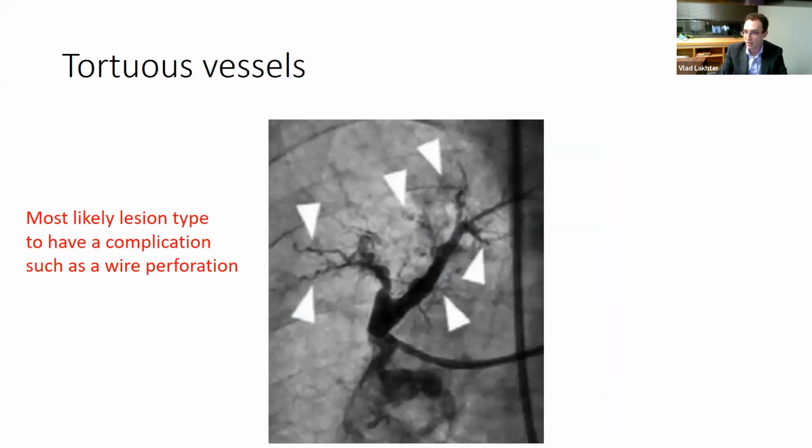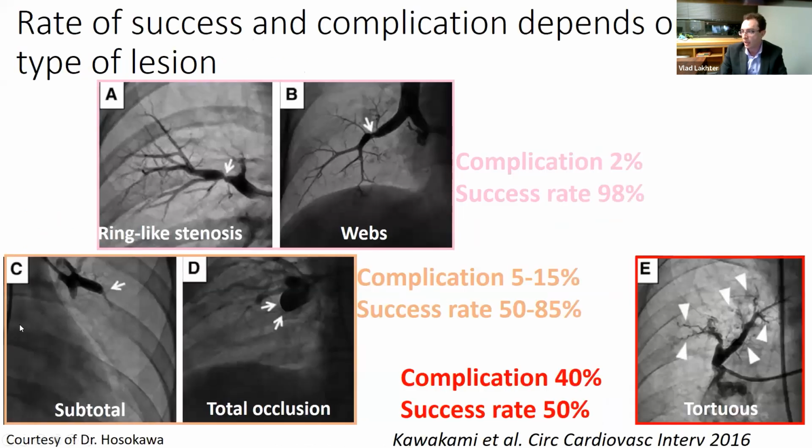The highest risk vessel anatomy are the tortuous vessels, like shown here. These are the vessels that have the highest risk of complications. So here's the summary: if the patient has a ring-like stenosis or a web, those are really the lesions that you're looking to treat first. The complication rate is low and the success rate is very high.